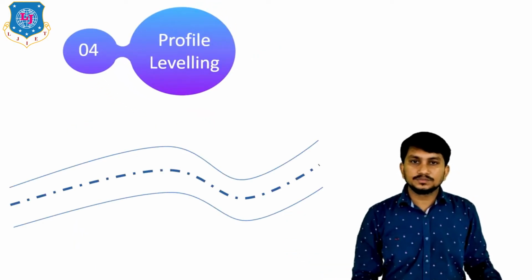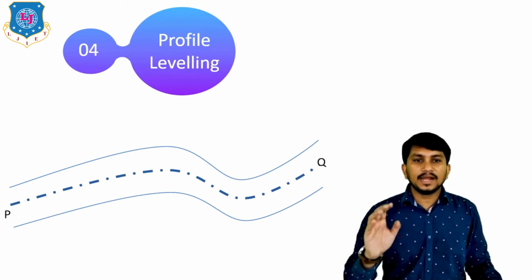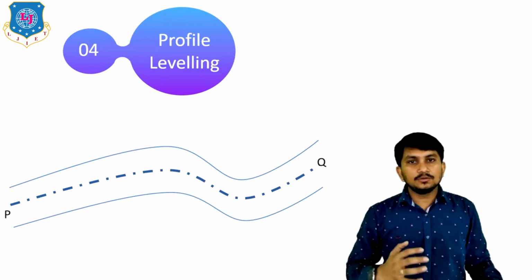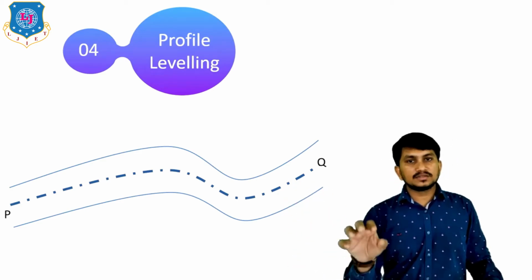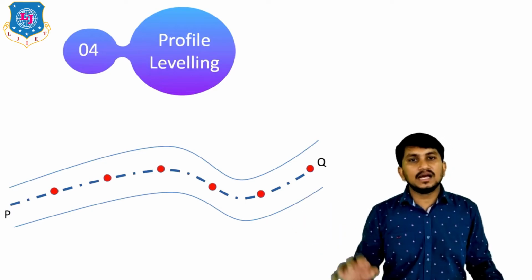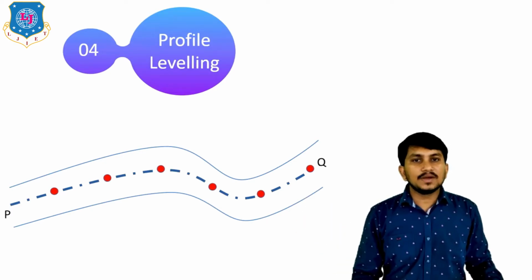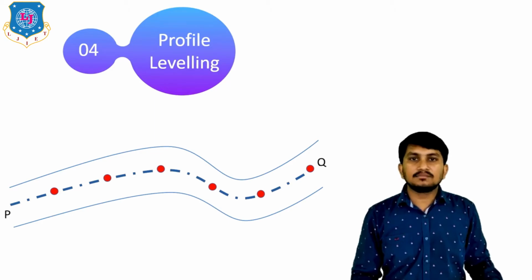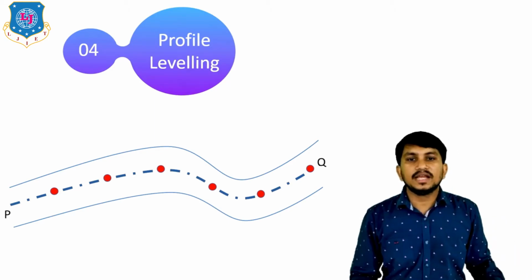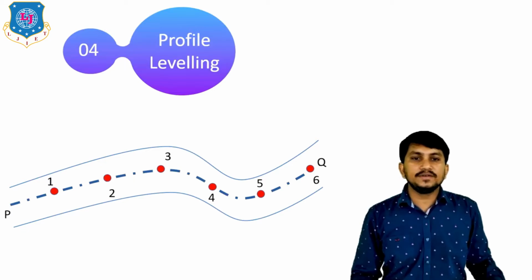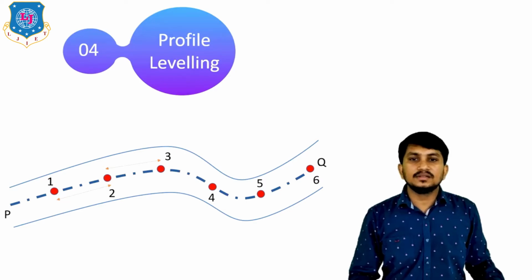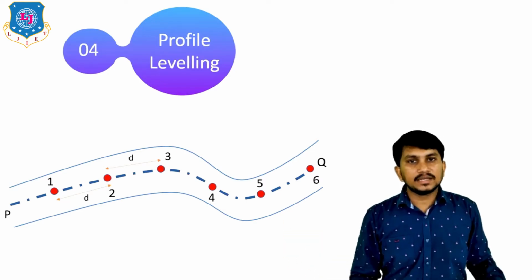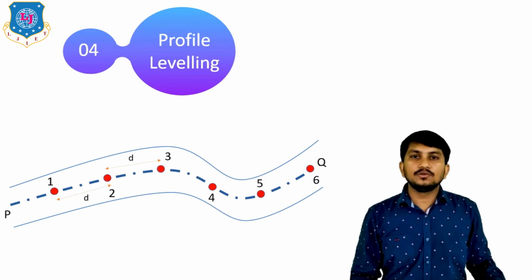Suppose there is a road having starting point P and ending point Q. We have to prepare the profile of the road. Our goal is to prepare the profile of this road. For that, a number of points are marked onto the road. Here in profile leveling, all the points are marked in the line of the road. Okay, like this. These are the points 1, 2, 3, 4, 5, 6, etc. The distance between these points is similar. After marking the points onto the road, we have to find the level of all these points.